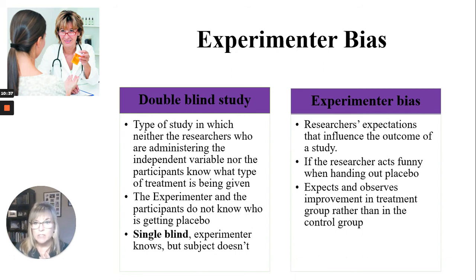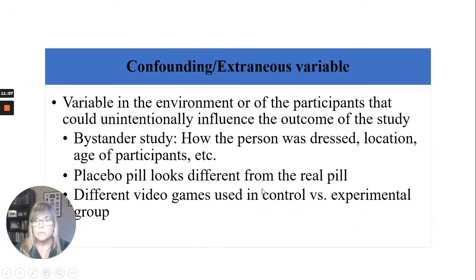And so that's where the researcher doesn't know who's getting the treatment, and the participant, the person participating in the study, doesn't know who's getting the real treatment or not. So the experimenter doesn't know who's getting the placebo. The participant doesn't know who's getting the placebo as well, and that prevents the bias from occurring. Sometimes they will do what we call single blind studies where the experimenter knows but the participant doesn't. But there is always potential for bias in different research.